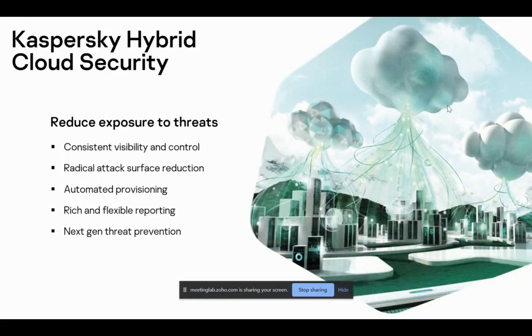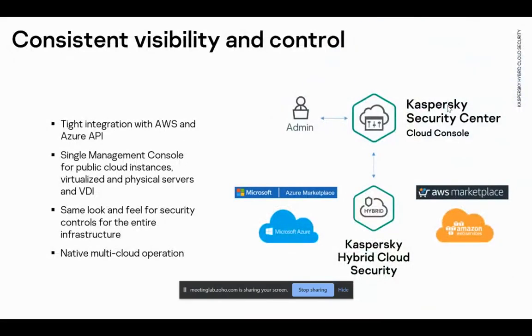So basically with Kaspersky's hybrid cloud security, you are reducing the exposure to threats with consistent visibility and control, radical attack surface reduction, automated provisioning, rich and flexible reporting, and also next gen threat prevention. All of these solutions are incorporated into hybrid cloud security, so you are greatly reducing the attack surface and gaining more and more visibility into your virtualized environment, be it on-prem or cloud.